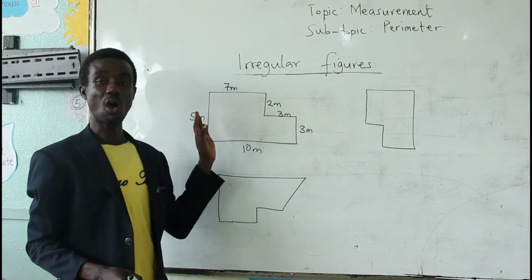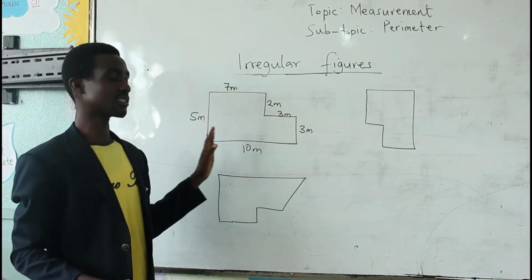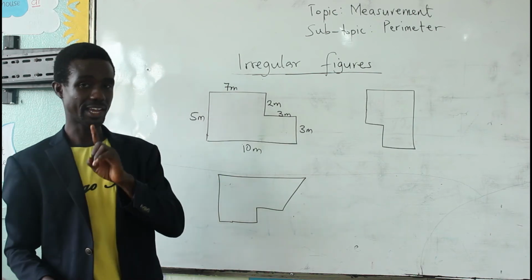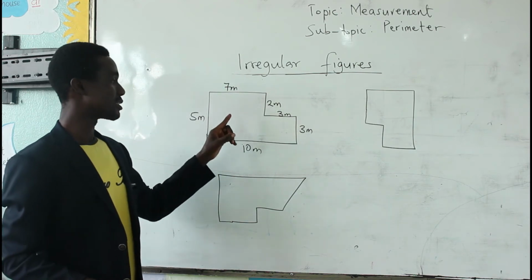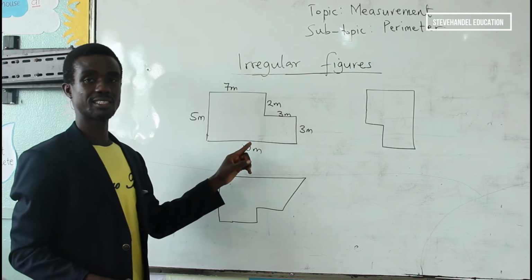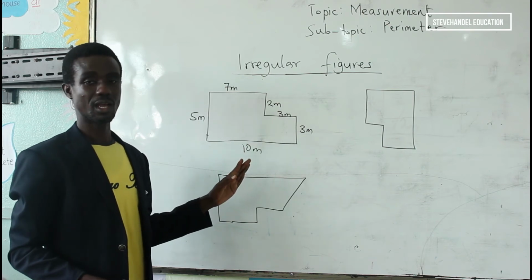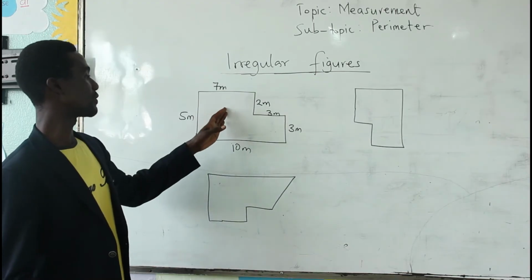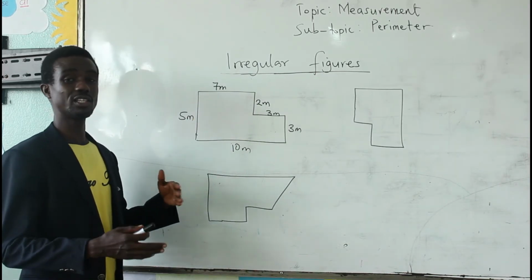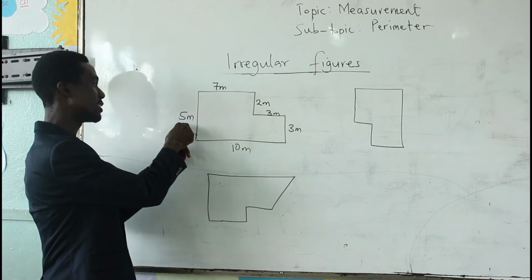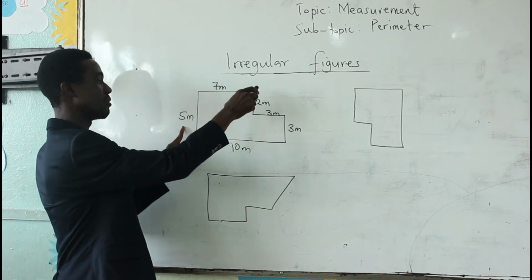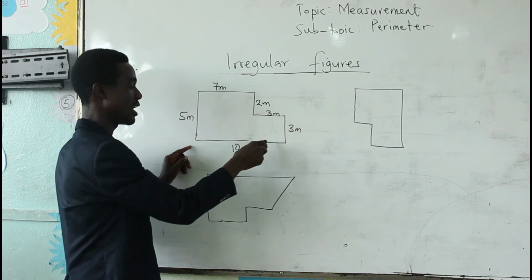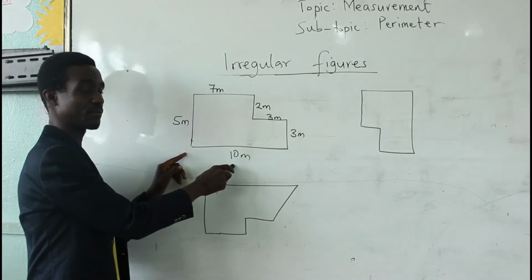Once again, all the sides of this figure have been given dimensions. In some cases, you would have some of the sides without dimensions, and will be given to you as a question to solve for. So, with this figure, you can easily calculate your perimeter. 5 meters plus 7 meters plus 2 meters plus 3 meters, 3 meters here, and then 10 meters here.